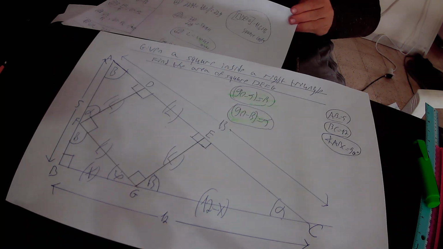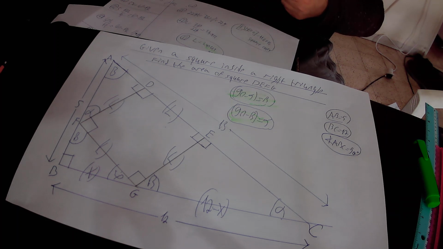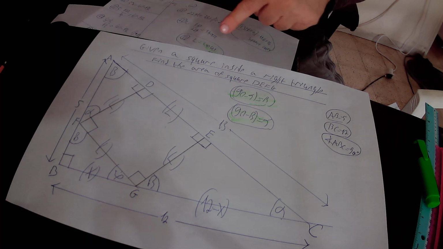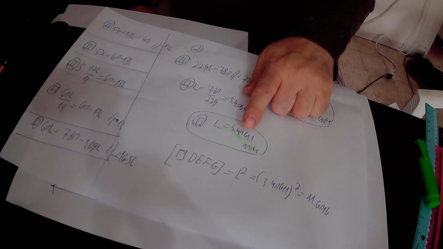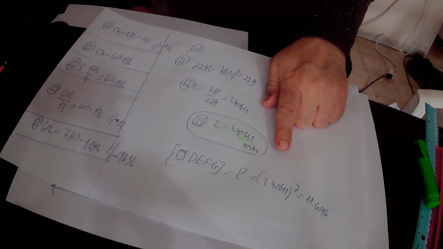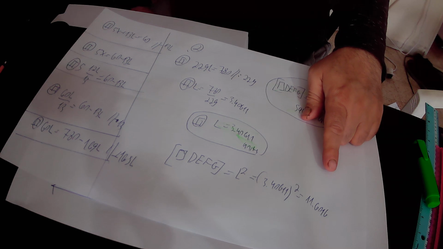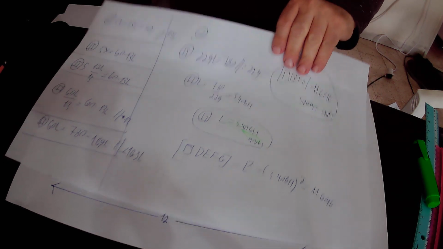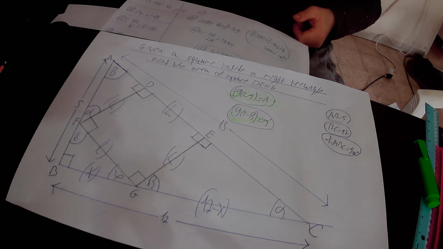And we know that the area of any square equals the length of one side squared. Therefore, the area of this square DEFG will be equal to L squared. L is 3.40611, therefore L squared is 3.40611 squared, that is 11.6016 square units. In conclusion, we found out that the area of this square DEFG is equal to 11.6016 square units. Okay, thank you very much.